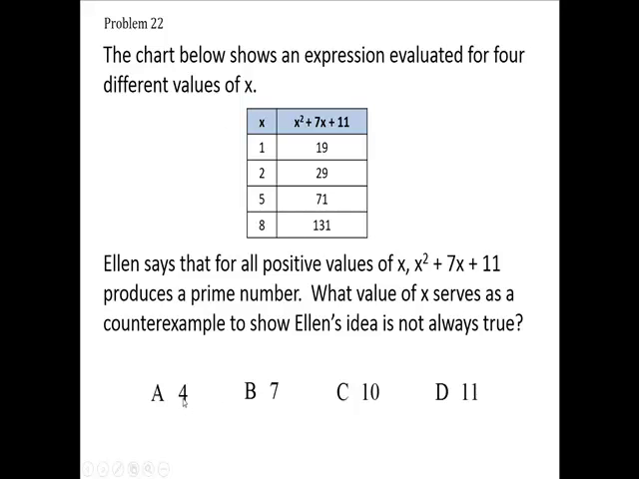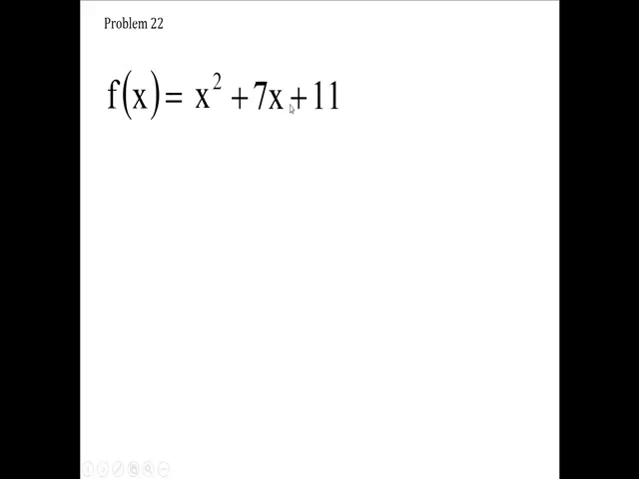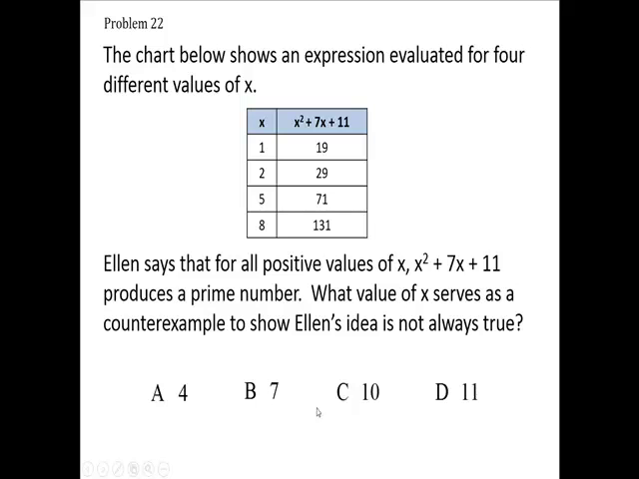We want to substitute the numbers 4, 7, 10, and 11 into f of x and see if we can come up with a number that's not prime. So let's take x squared plus 7x plus 11, and substitute 4 in there. That's the first number. So we're going to put 4 and a 7 and a 10 and 11. Try all 4 of those numbers, and one of those is going to be a counterexample. The f of x is not going to be prime.